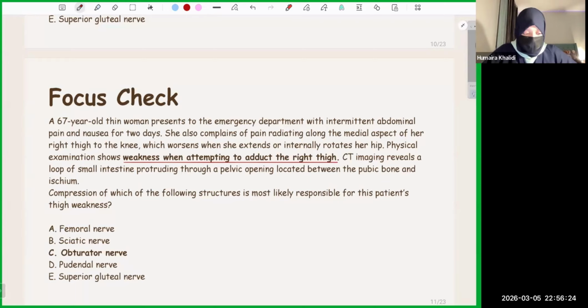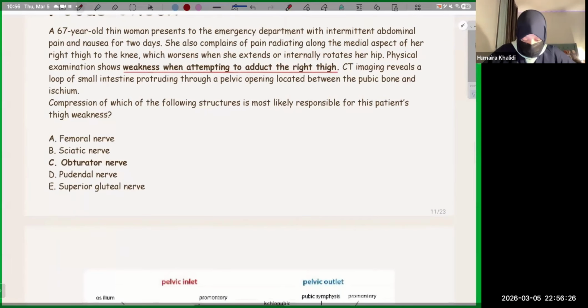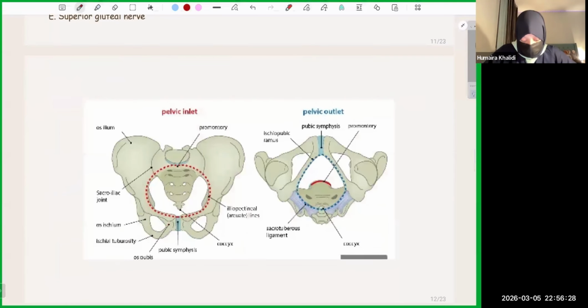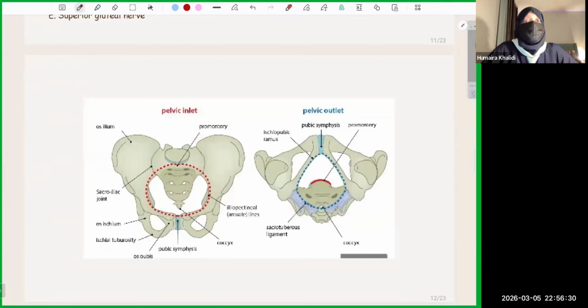Okay? Now, moving on. This is the pelvic inlet and the pelvic outlet. Do you need to know a lot about this? No. Did Dr. Faisal Ikram stress on this? Yes. But I highly, highly doubt that you can get any questions from this because it's not clinically heavy. But this is the pelvic inlet. Okay? And this is the pelvic outlet.